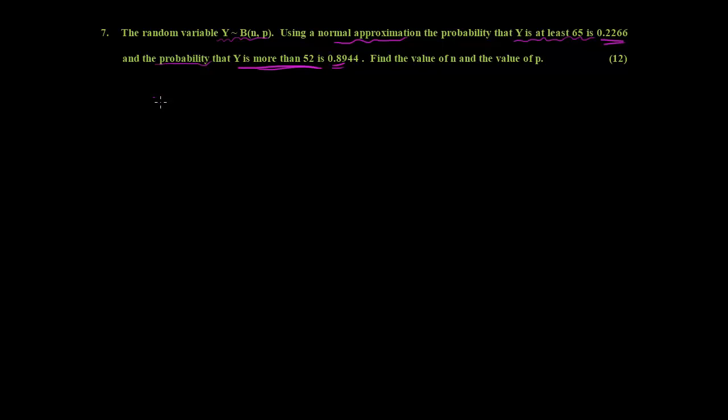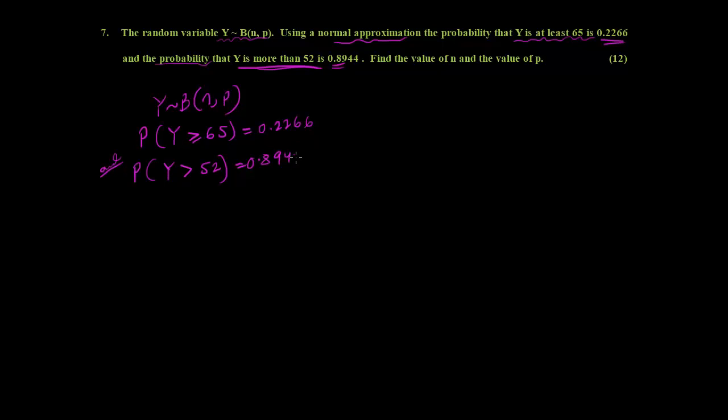So the first thing that we have to write is this is the distribution, and we have the probability of y, so they mentioned at least, that means greater than or equal to 65, and that is equal to 0.2266. This is one piece of information given, and the other information given is that the probability of y is more than 52, that means greater than 52, and that is 0.8944. So we put down the information that we have. Find the value of n and the value of p.